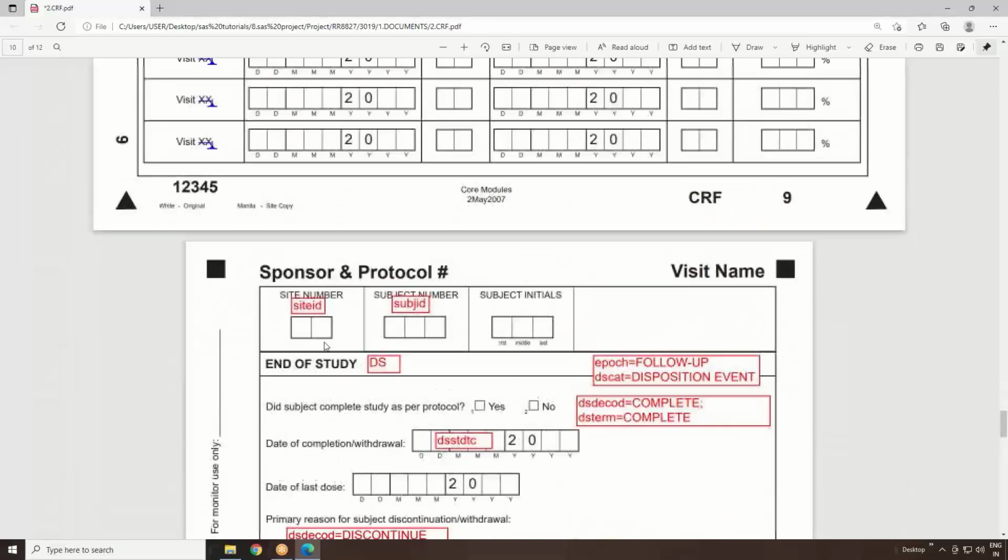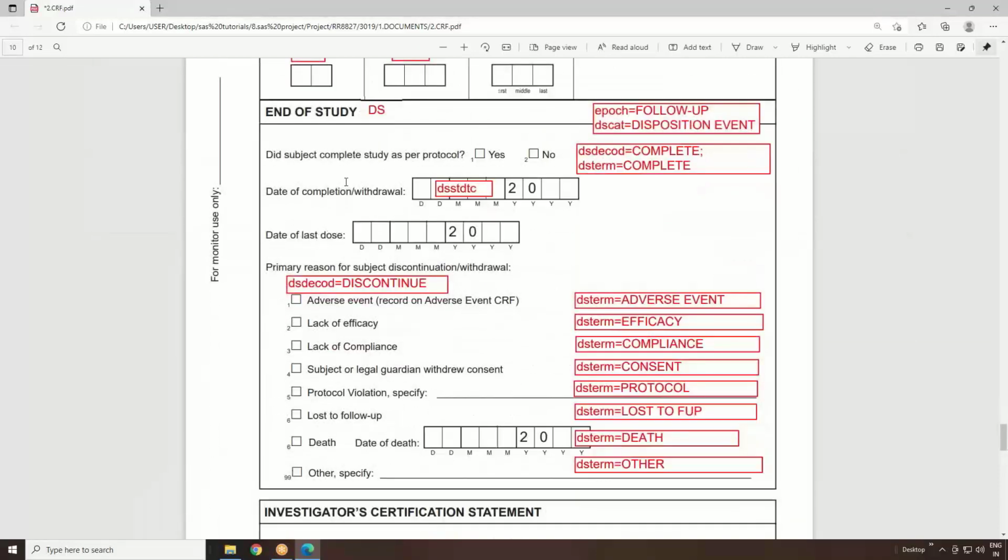And we are coming to the end of the study. This is going to be your DS. DS means the disposition data set. In the disposition data set, we ask the patient a question: did the subject complete this protocol? This particular person has completed this clinical trial, yes or no? If they select it, then that data goes in, whether the patient completed or withdrew.